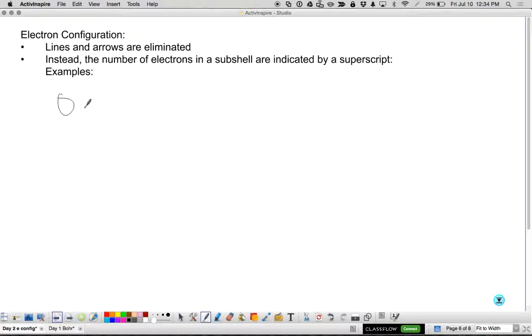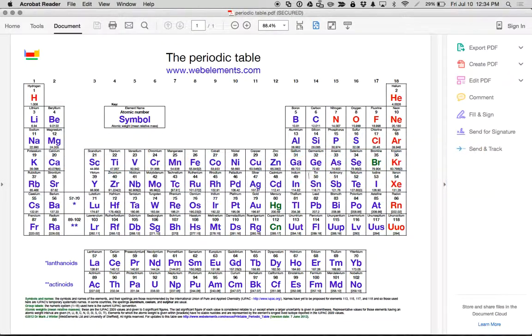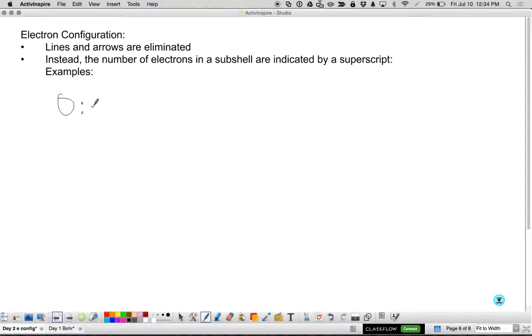So oxygen has 8 electrons. And so let's do orbital notation, and then we'll take orbital notation to electron configuration. So why don't you pause it, draw the orbital notation, make sure that you get the same thing I did. It's a good chance to practice.